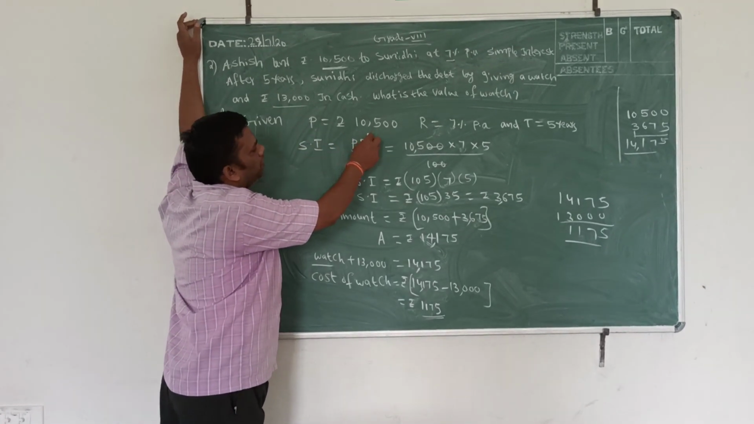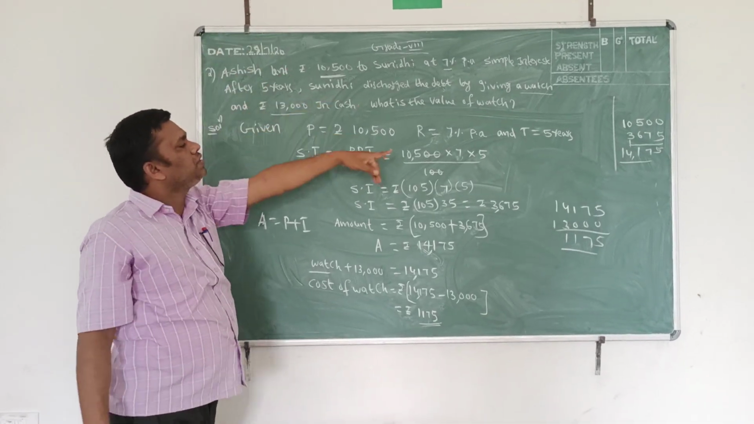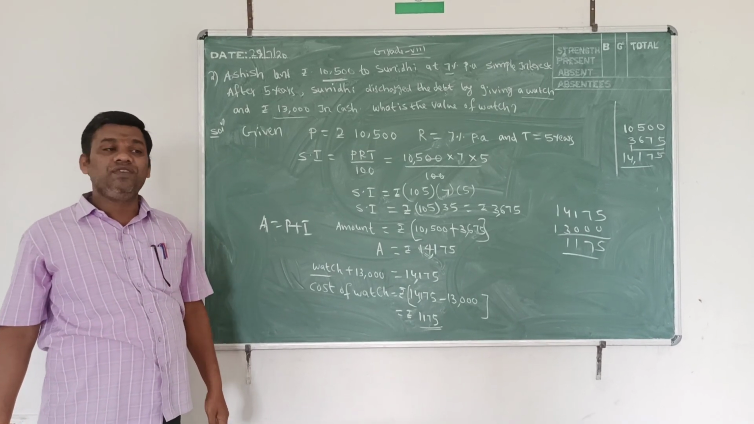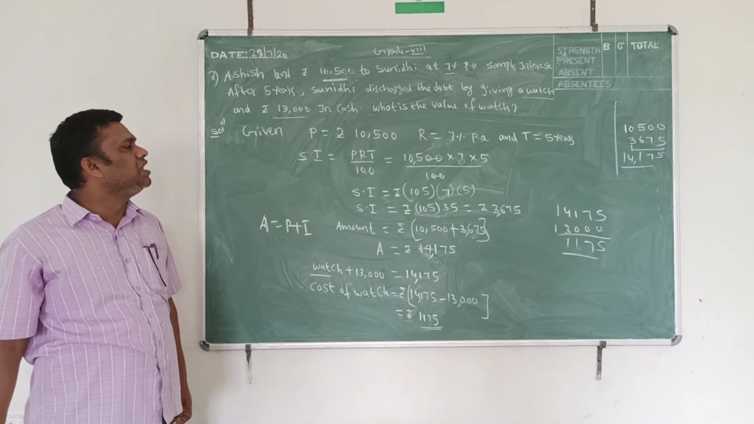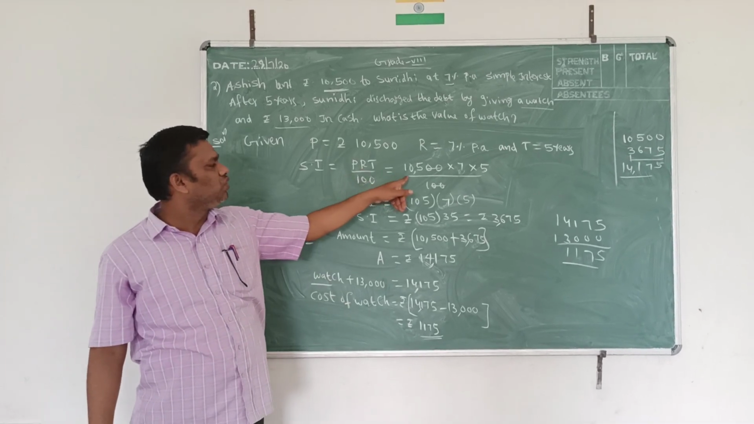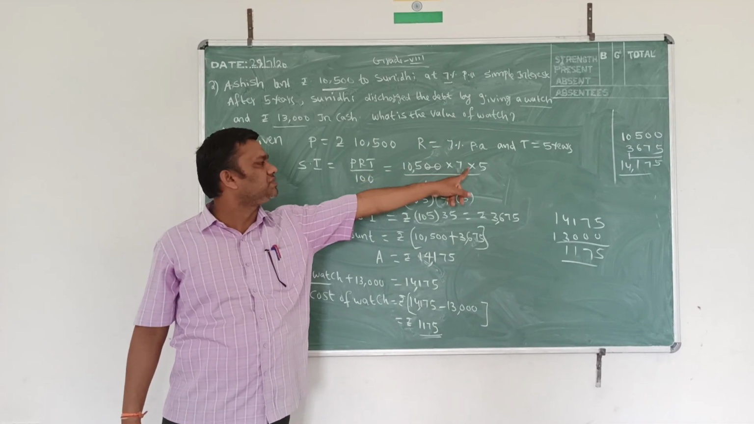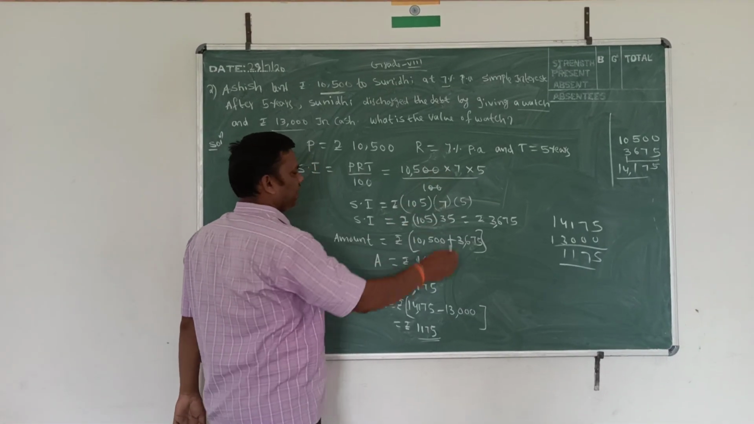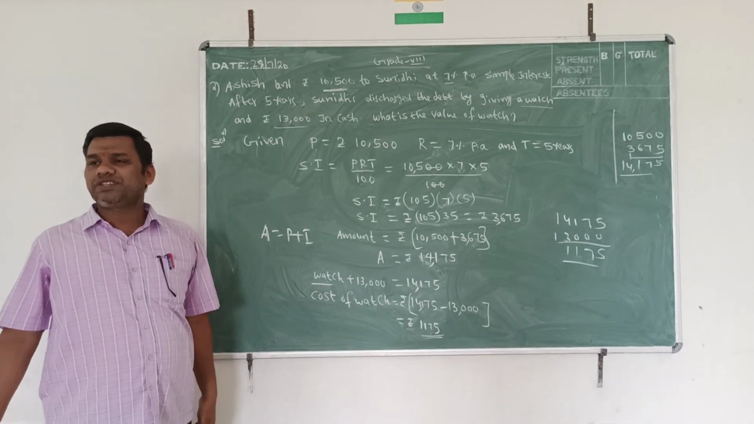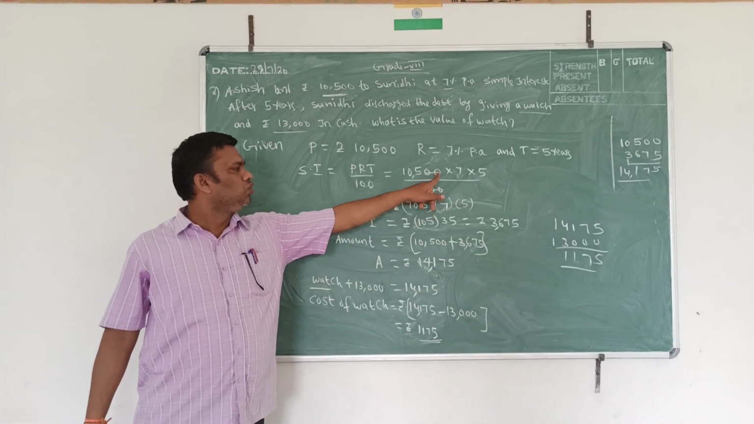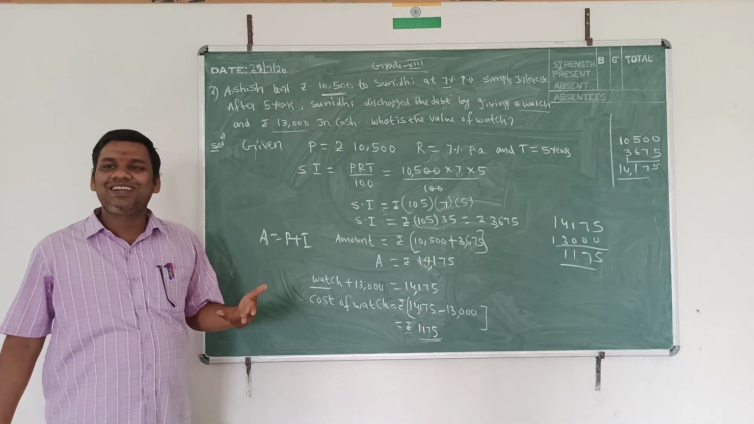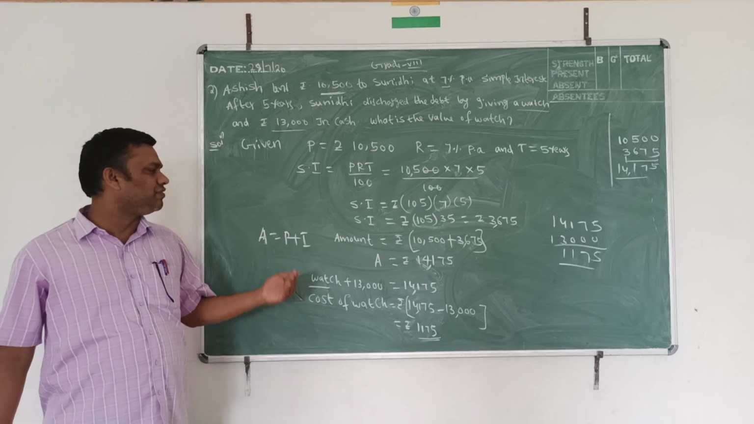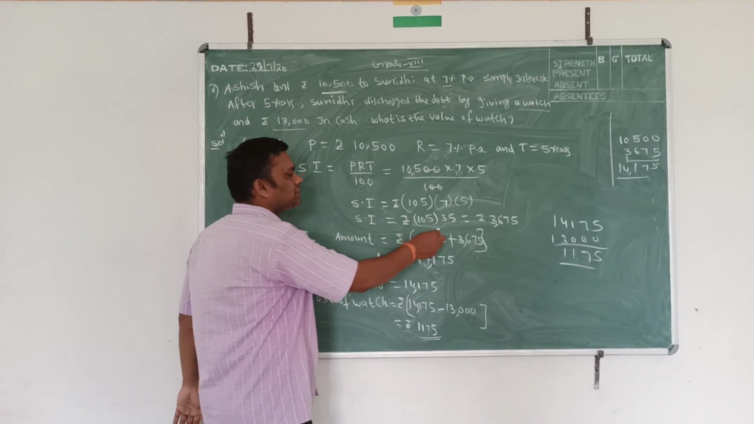Given P is equal to rupees 10,500. R is equal to rate of interest 7% per annum. And time equals 5 years. Simple interest formula PRT upon 100. That is 10,500 into R, rate of interest 7, into 5 upon 100. See here, 2 zeros will get cancelled. Simple interest equals rupees 105 into 7 into 5. 7 5s are 35. 35 into 105 rupees 3,675.